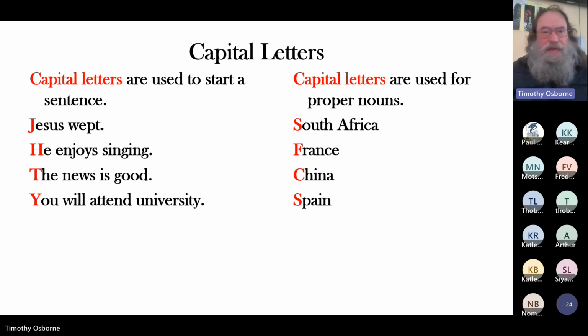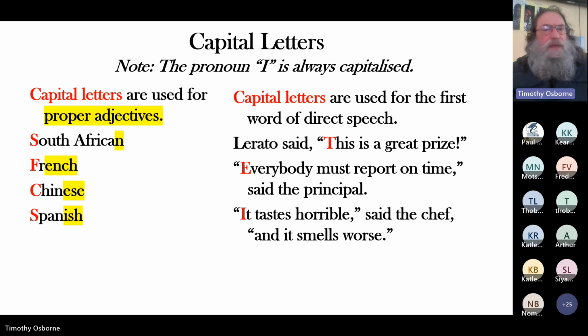There you can see them. Again, I'm not going to read them to you, but you will see that I have begun with South Africa because this is a fabulous country and I think the best in the world. Let's move on. Capital letters are also used for proper adjectives. Now, this is a less well-known fact.